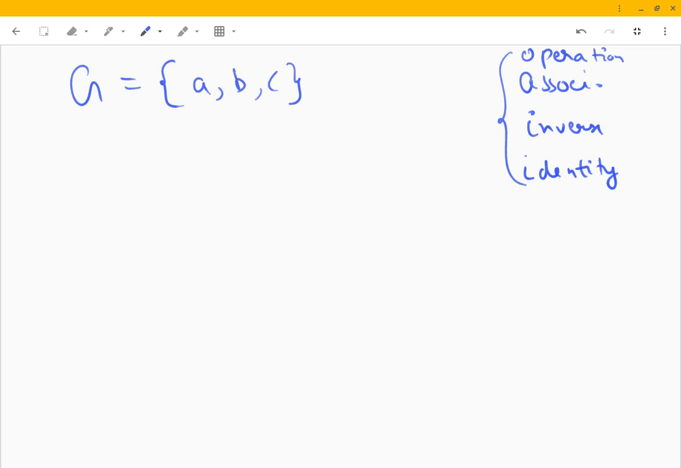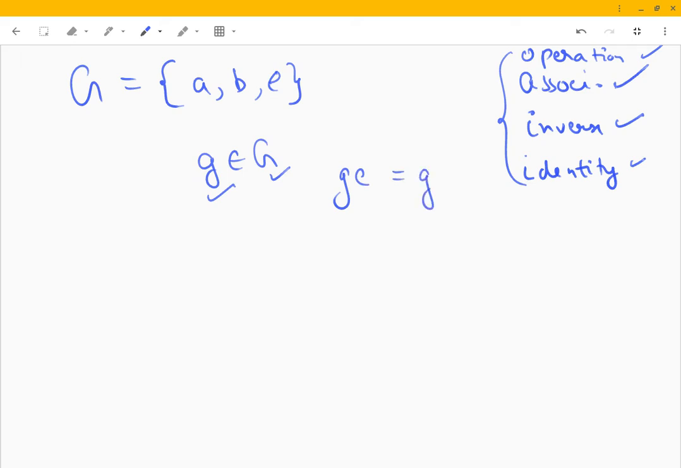Getting back to the video: operation, associativity among all the elements, inverse for all the elements, and identity for the group. Okay, so let's make C the identity element, E. Now E is the identity. What does that mean? That means that any element, we usually write small g belonging to the capital G, that means any element belonging to the group, when operated with identity will give us the element itself.